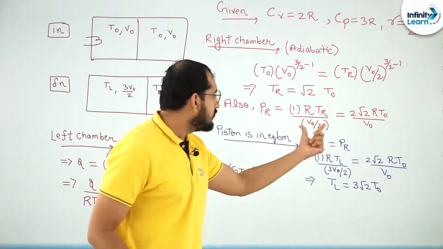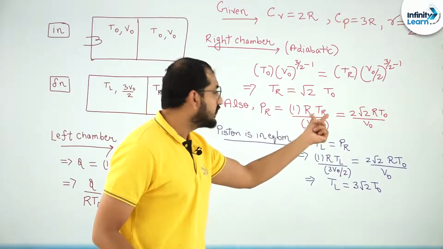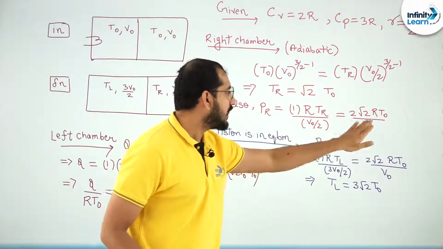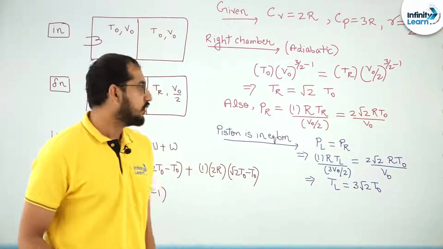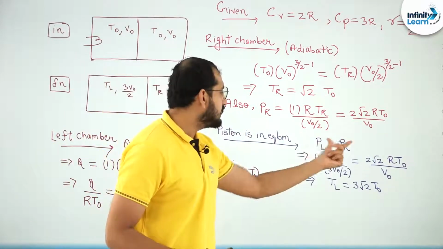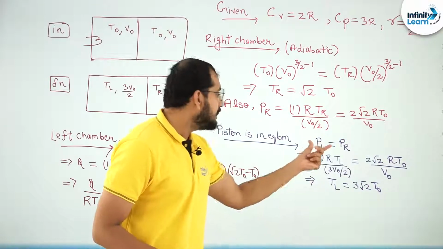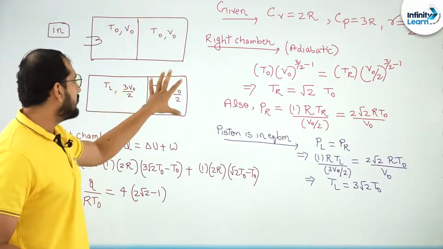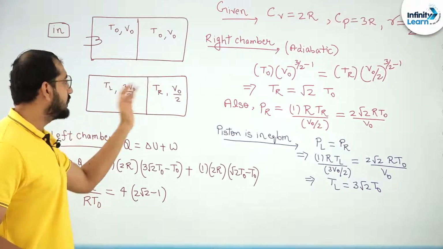I know the volume is V0 by 2. I have already calculated the value of TR. After placing the values, I will get the pressure on the right side of the chamber as this one. Now I am applying the pressure balancing equation. So PL is equal to PR. PL is the final pressure on the left side and PR is the final pressure on the right side. I am saying that they both are equal.